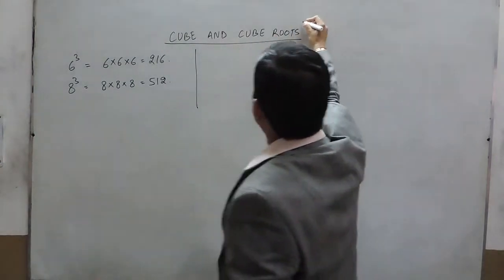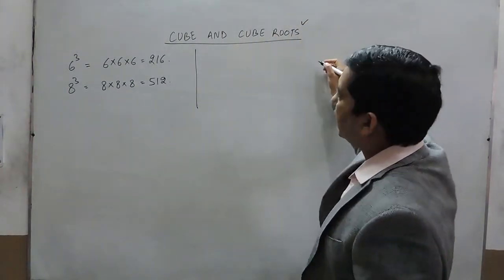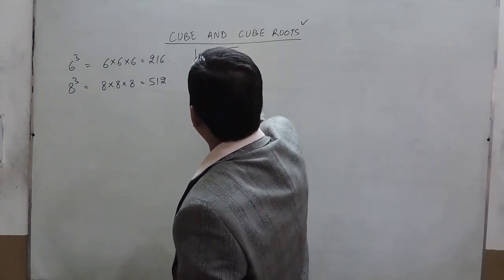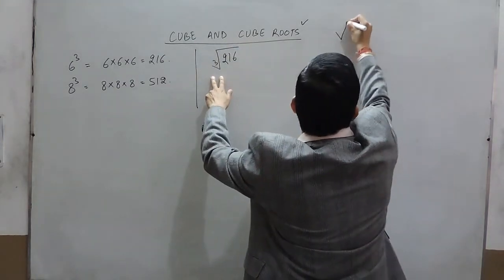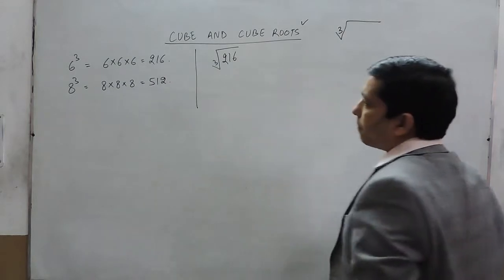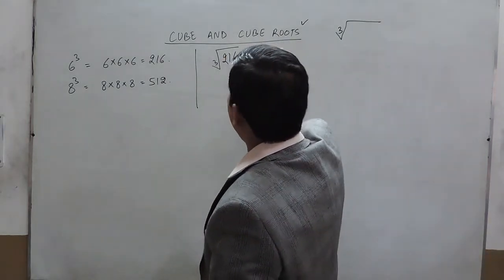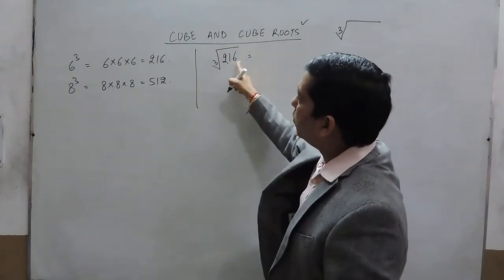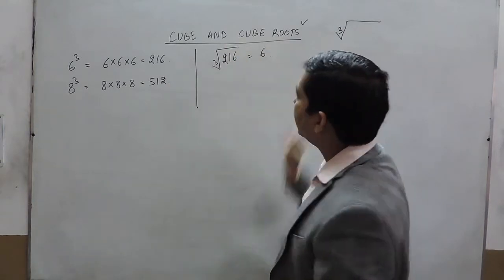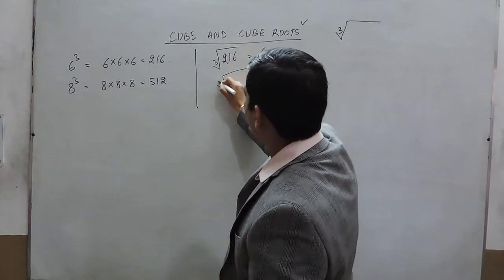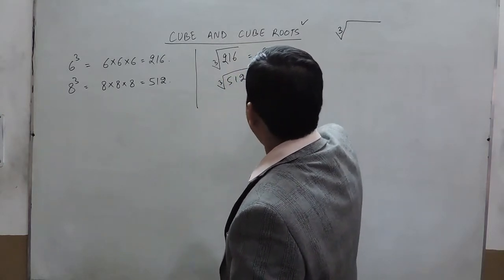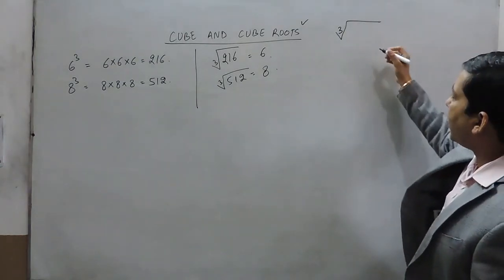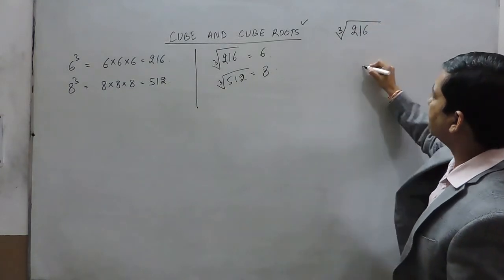Now, when we talk about the term cube root, the important thing is, if I am saying 216 is the number, what is the cube root of 216? So we represent the cube root of a number like this. When I am saying what is the cube root of 216, that means a number which, multiplied by itself 3 times, comes out to be 216. So the cube root of 216 is 6. Same way, the cube root of 512 is equal to 8.